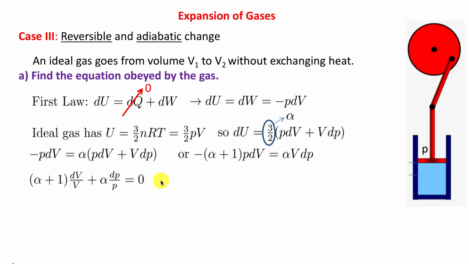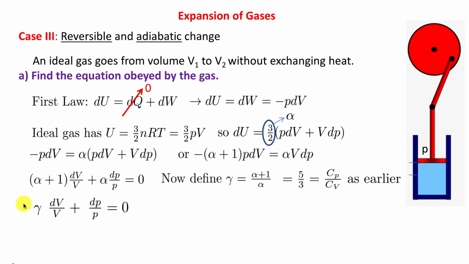And now, again, do another simplification. Define (alpha plus 1) over alpha as gamma, and this gamma is just, as we see, 3 over 2 plus 1 over 3 over 2, which means 5 over 3, and this is the ratio Cp to Cv as we had derived earlier. So now, in this equation, I have divided by alpha, and so I've got a gamma over here instead, and this alpha has gone away. That means I get gamma into dV over V plus dP over P equals 0. So this is relating small changes in P to small changes in V.